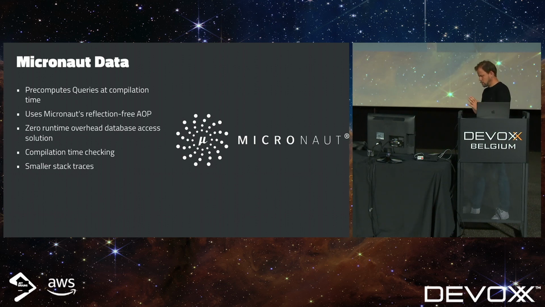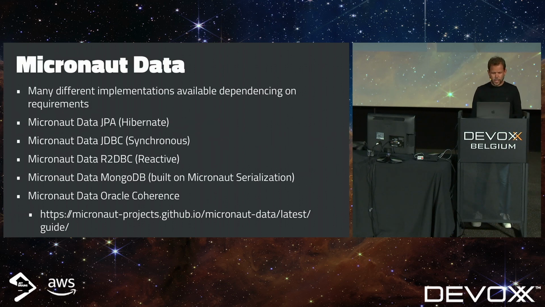We have benchmarks where we test direct method invocation versus Micronaut Data, and it's barely any difference, because the bottleneck is the database, whilst other data access solutions tend to add a bit of overhead, right? And in addition, we have compilation time checking, which is awesome, and smaller stack traces.